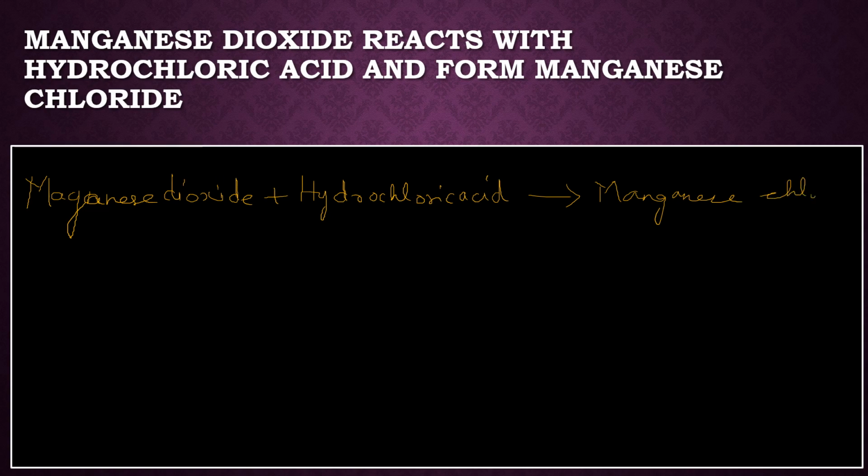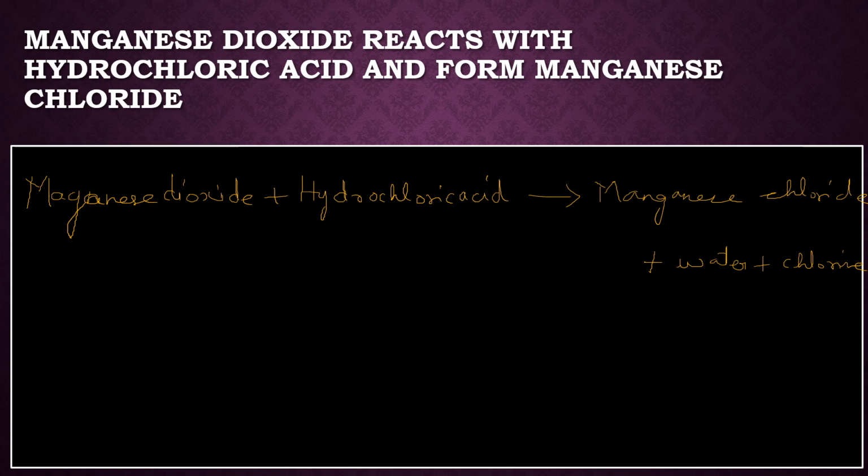manganese chloride. And it not only forms manganese chloride, along with manganese chloride, there are some other products that are also formed. One thing is water, and chlorine. So chlorine is in the form of gas here, it will be liberated later. So this is how the word equation first looks.